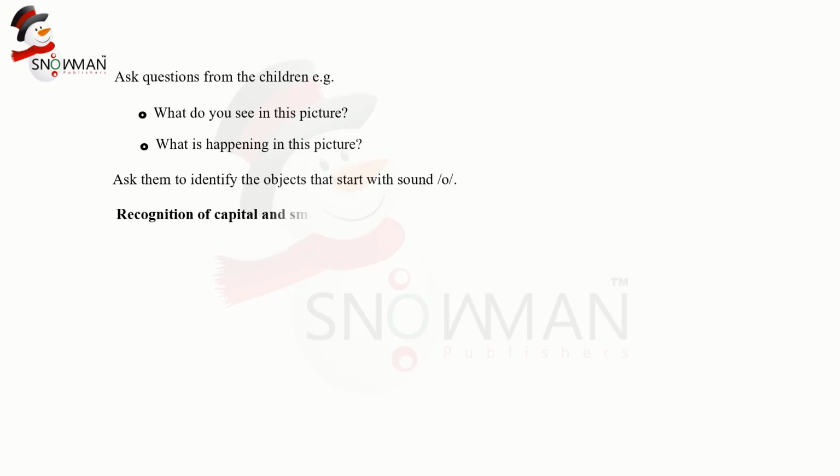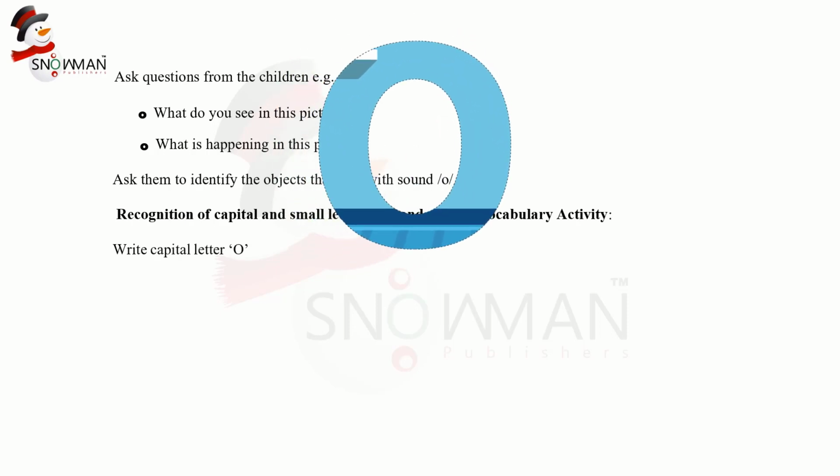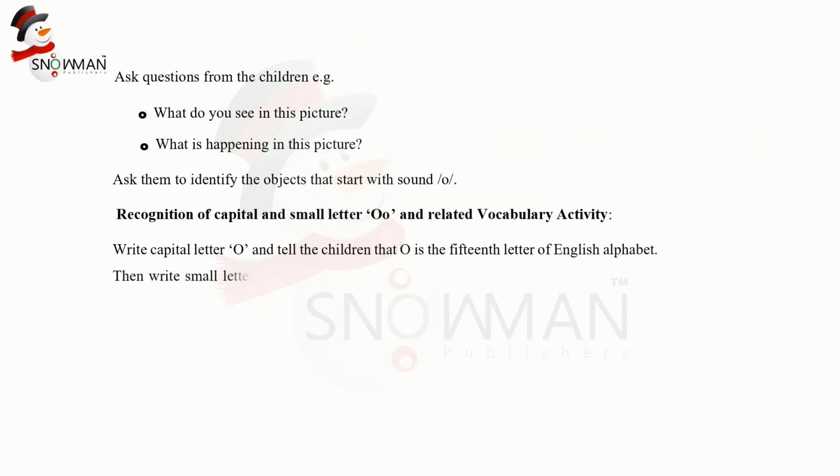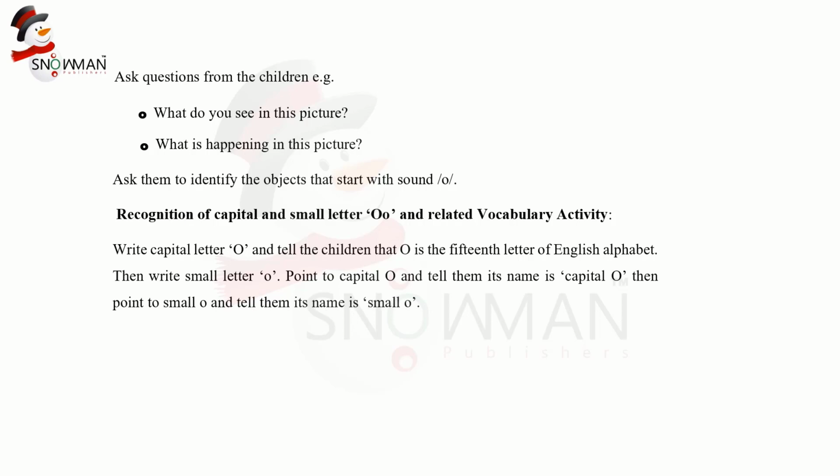Recognition of capital and small letter O and related vocabulary activity. Write capital letter O and tell the children that O is the 15th letter of the English alphabet. Then write small letter O. Point to capital O and tell them that its name is capital O. Then point to small o and tell them that its name is small o. The sound of the letter remains the same whether it is capital or small.